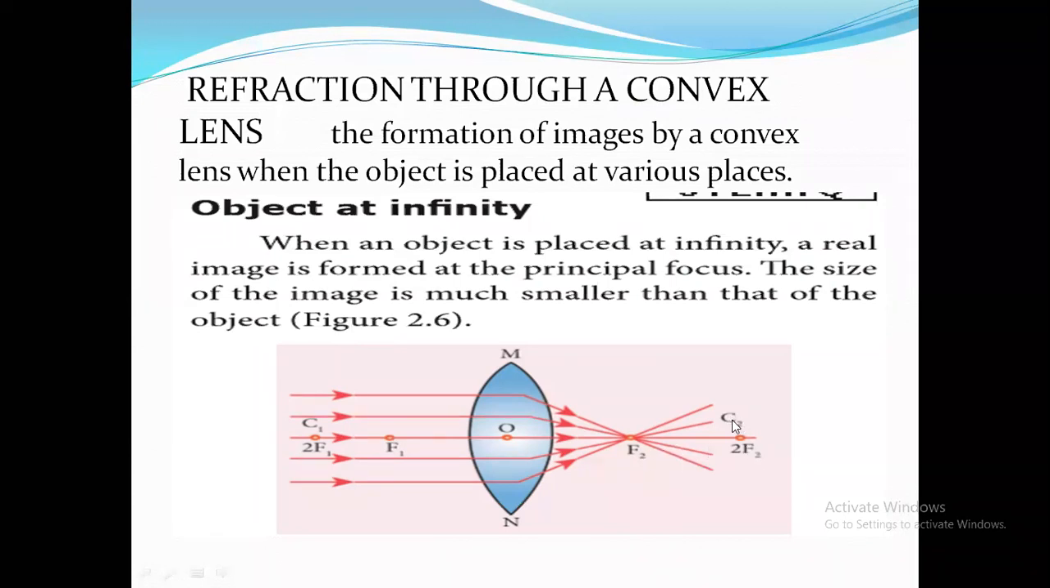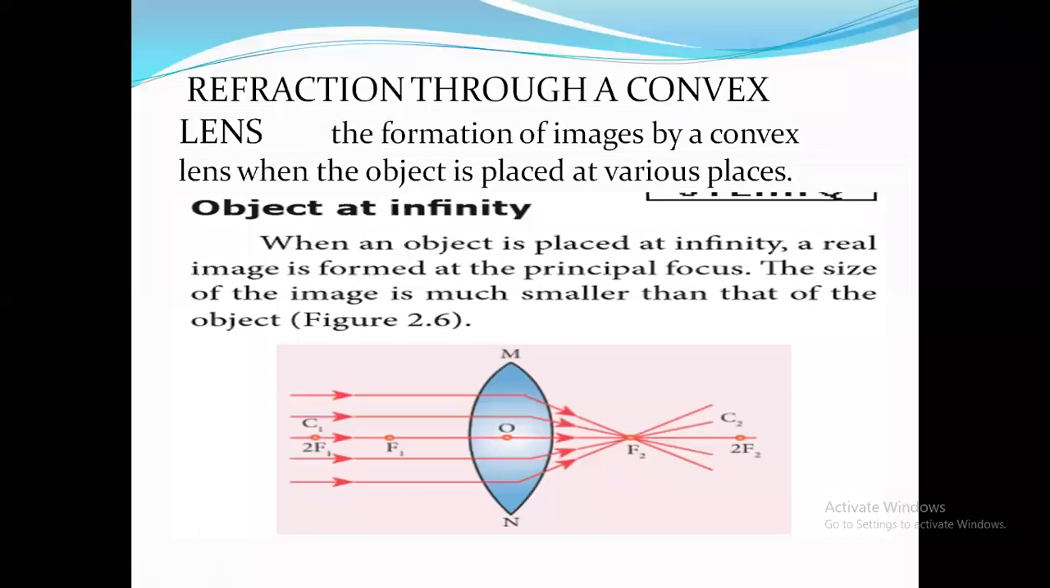So we draw one straight line through the optical center, called the principal axis. Now the rays from the tree fall on the convex lens, and then they converge at one point. Which point? The principal focus.